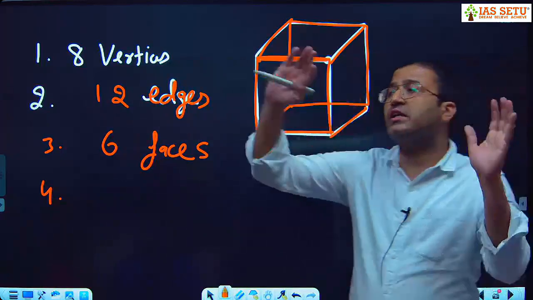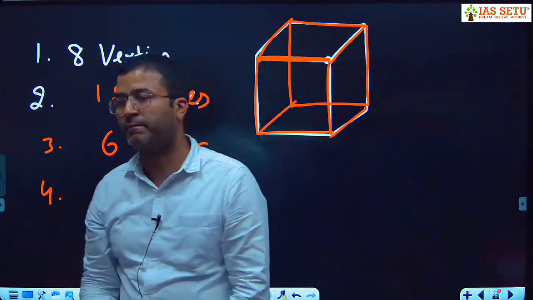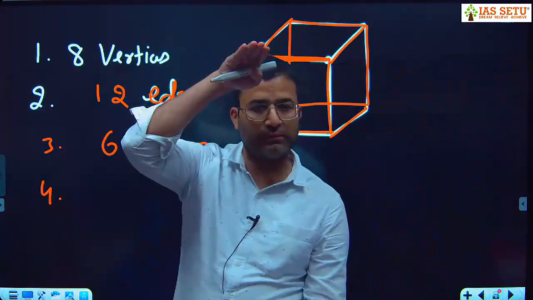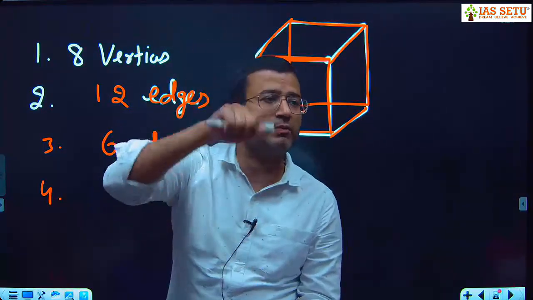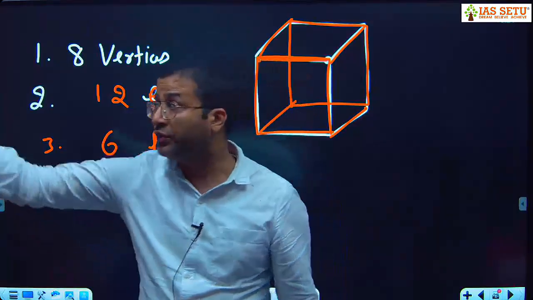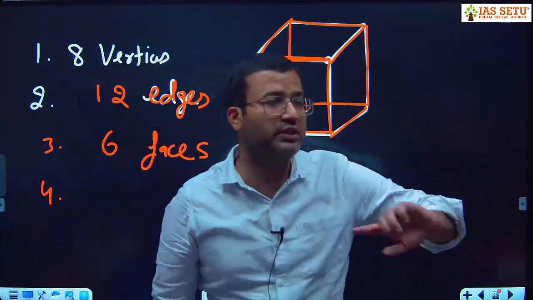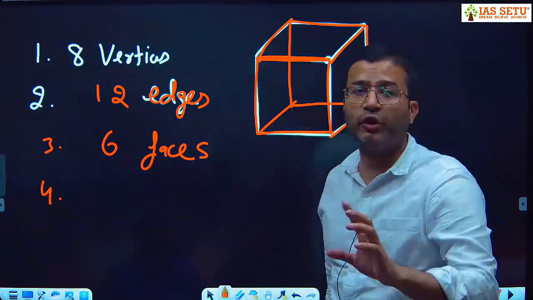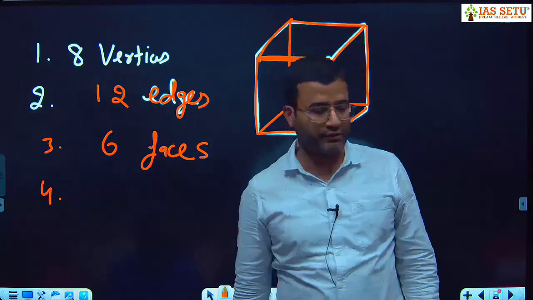If you see the relationship in these 6 faces, what you will find, this roof is opposite to this floor. This is one pair of opposite faces. This wall is opposite to this wall. This is second pair of opposite faces. This wall is opposite to that wall. This is the third pair of opposite faces. Like here.